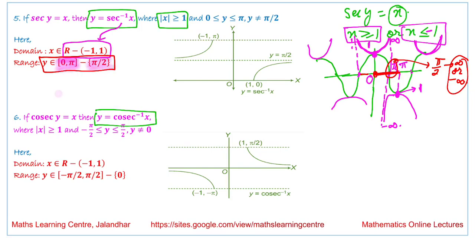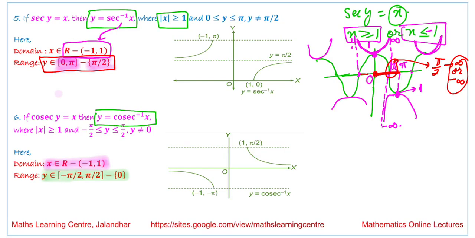Similarly, when we are talking about the function cosecant y, the domain of this inverse function is all real numbers except the numbers between minus 1 and 1, and the codomain, the range of this function, is the interval minus pi by 2 to pi by 2 except the point 0.